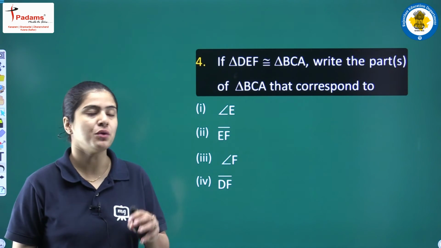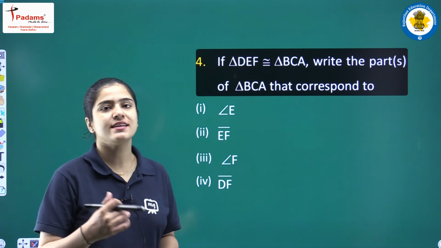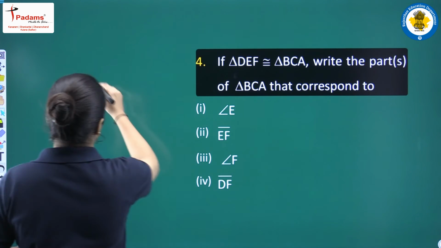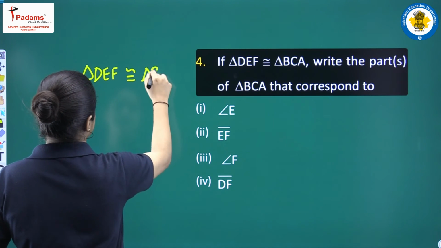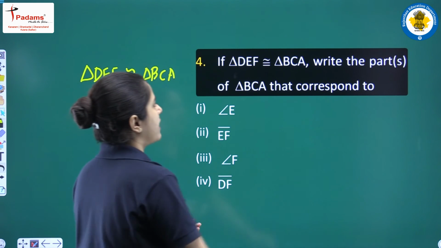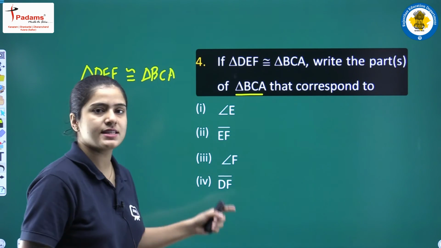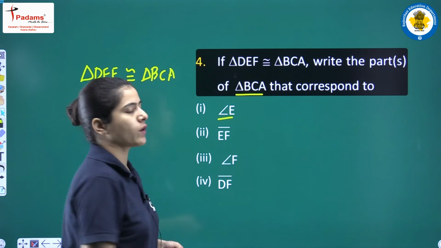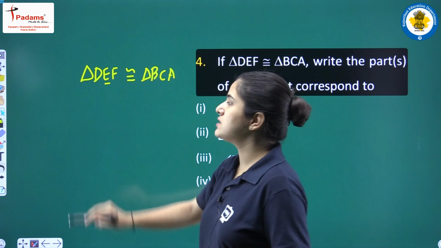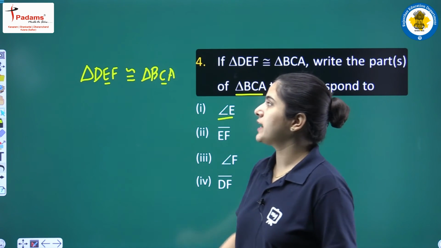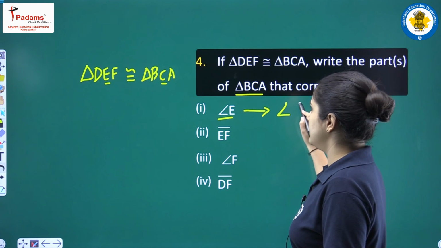What is that? Question number 4. If triangle DEF is congruent to triangle BCA. Write the parts of this triangle BCA that correspond to these angles and these sides. Alright students, firstly we'll be talking about angle E. Angle E is the mid angle, so its corresponding angle will be the middle angle of triangle BCA. So it is corresponding to angle C.